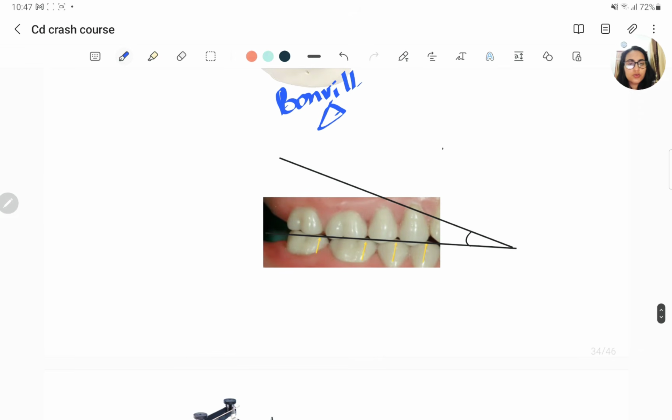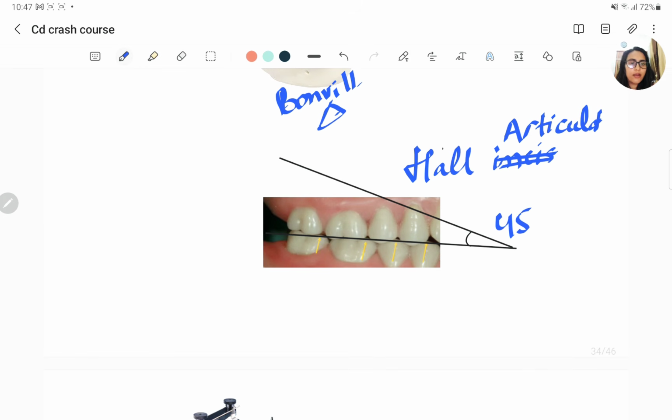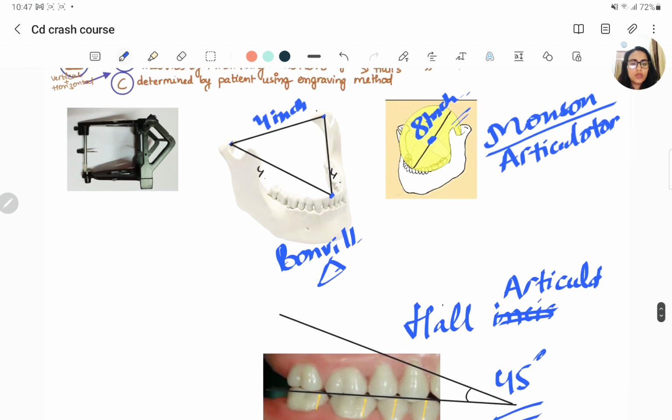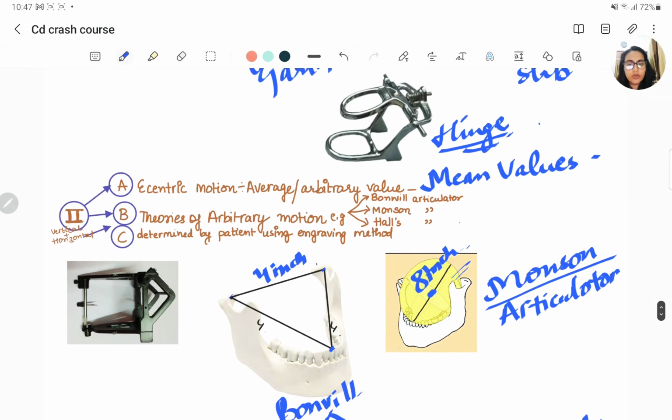The third one based on the theory we have is the Hall's articulator. So from the cusp tip to the incisal edges makes an angle of 45 degrees. So that is the Hall articulator. So based on theories, we have the Bonwill articulator, Monson and Hall's articulator. Now, determined by the patient using the engraving method, we have the House articulator.